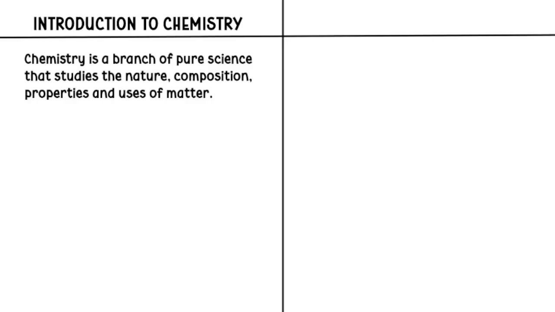The first being pure science, nature, composition, properties, uses, lastly, matter. The very first thing you need to understand is chemistry as a branch of pure science.